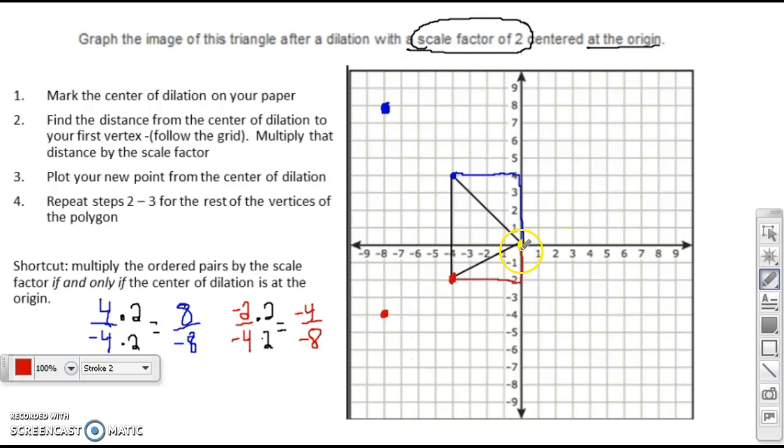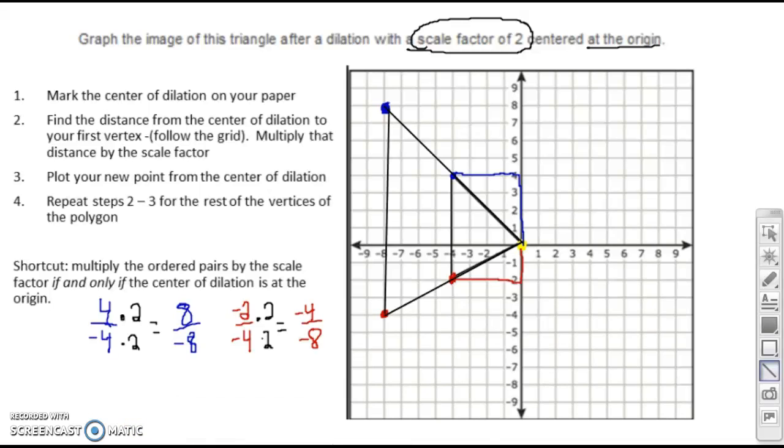My third vertex happens to be at (0, 0), and that is the center of dilation, so it's going to stay at the center of dilation. So this would be my new triangle that's twice as big as my original with the center at the origin.